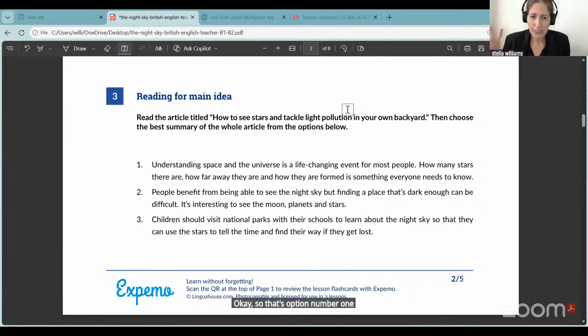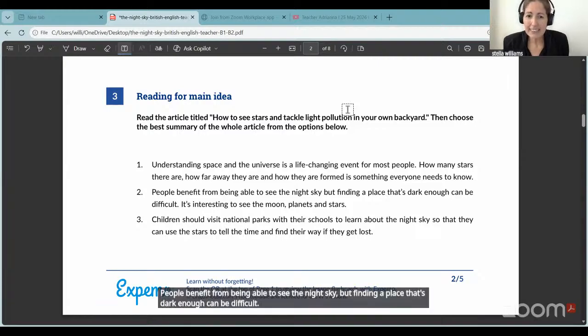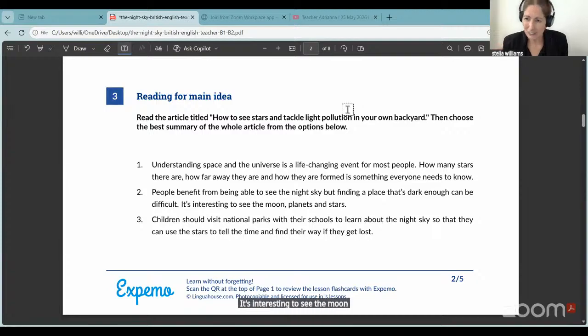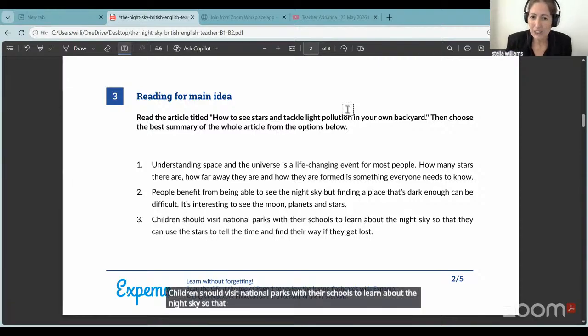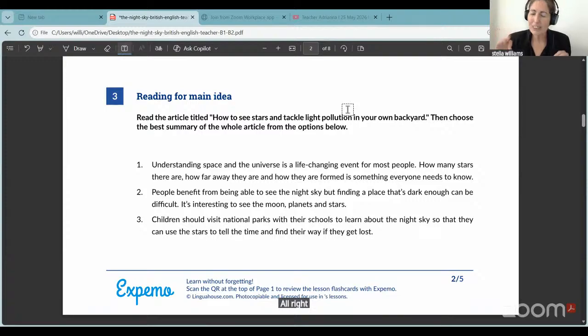Option number 2, people benefit from being able to see the night sky, but finding a place that's dark enough can be difficult. It's interesting to see the moon, planets, and stars. All right. Number 3, children should visit national parks with their schools to learn about the night sky so that they can use the stars to tell the time and find their way if they get lost. All right. So these are three options that summarize our article.